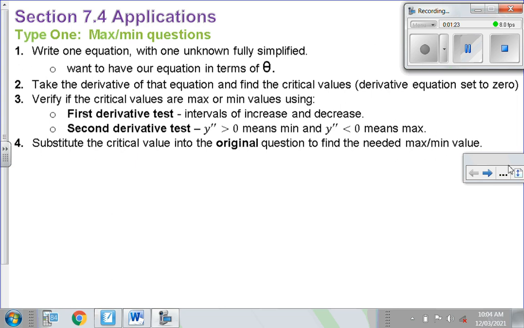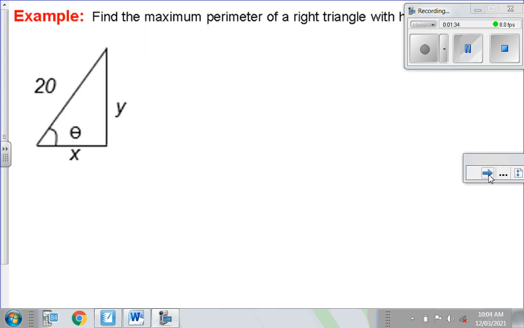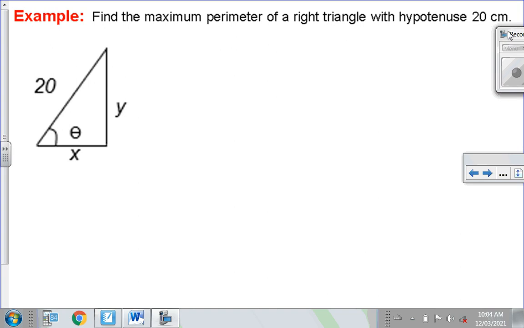Then once we've done that and verified it, we can substitute our critical value into the original equation and find the needed max or min value, because that is a y value. Okay, I have two examples for us to do. Let's look at our first one.